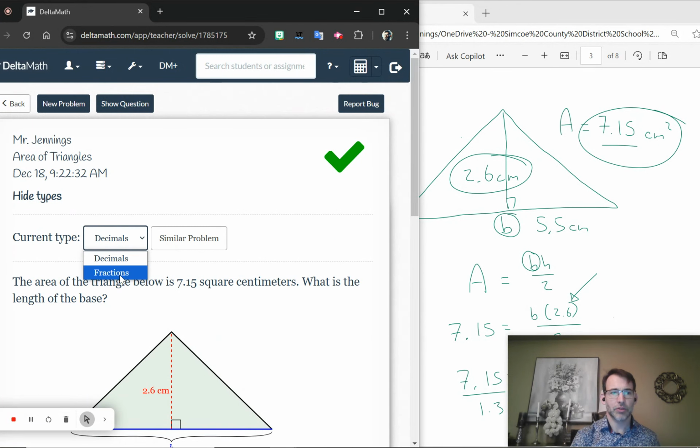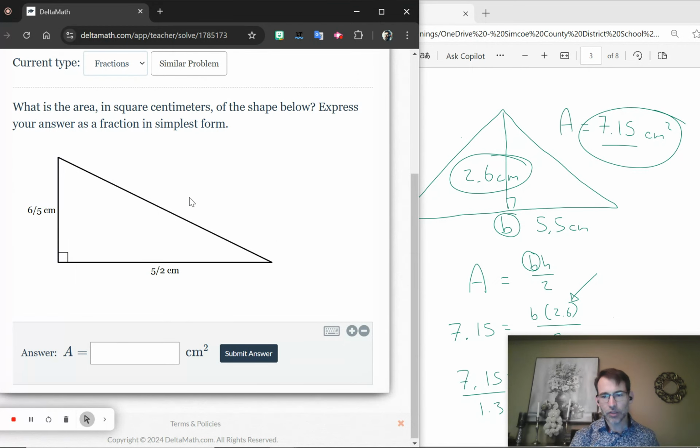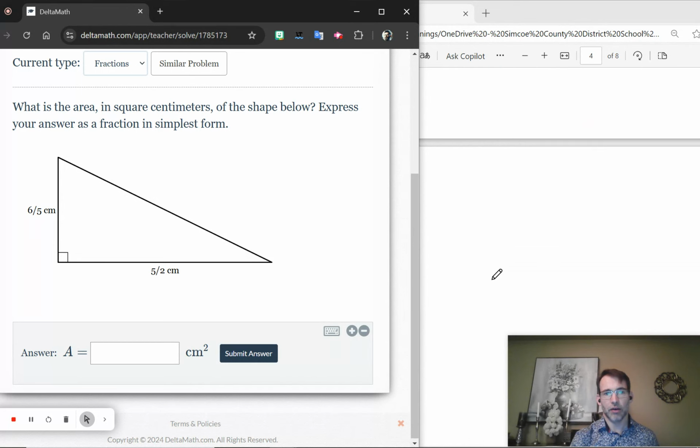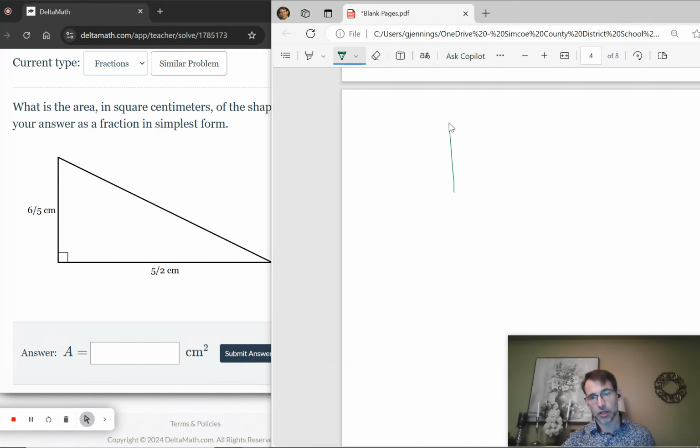Okay, let's take a look at another one. We've got decimals, we've got fractions. Let's go. Now we have to find the area of this triangle. So guess what my first step is? Copy out the diagram. It's a great time. And then this is 6/5 centimeters, and this is 5 on 2 centimeters. Great. I'm glad you're getting this practice.